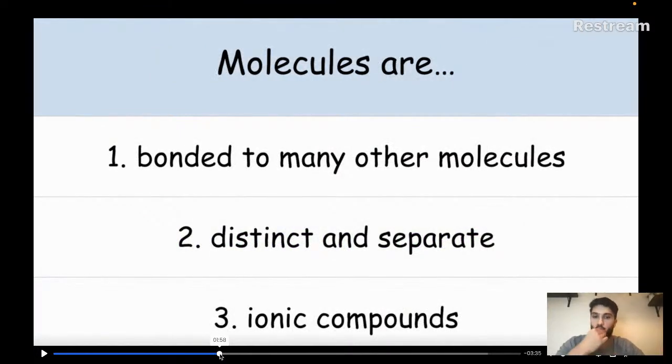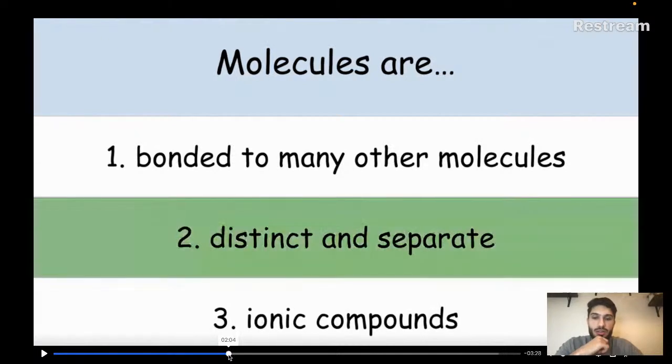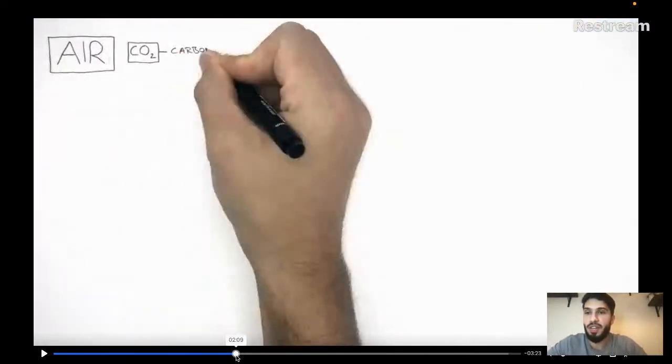Molecules are they bonded to many other molecules, distinct and separate, or are they ionic compounds? 1, 2, or 3. The answer is distinct and separate. Very important to understand. Very, very important. These molecules are separate from each other. Okay, so let's think about air.